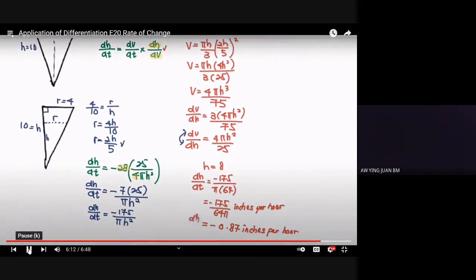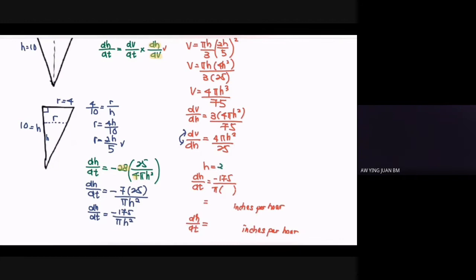For dH/dt, if H is 2, we are going to substitute the value 2 and we will have negative 175 over 4 pi. Or the answer would be negative 175 divided by 4 pi, and you will have negative 13.9 inches per hour.